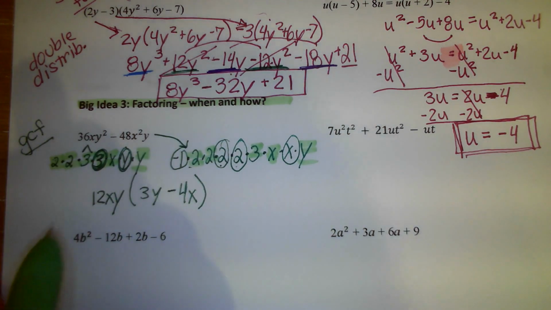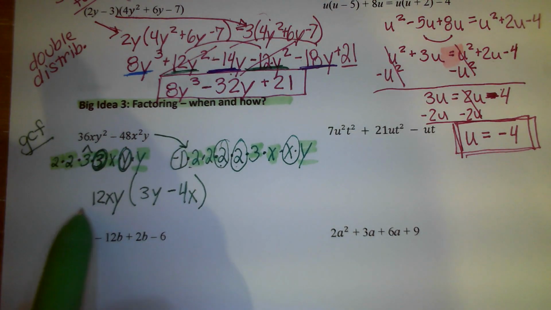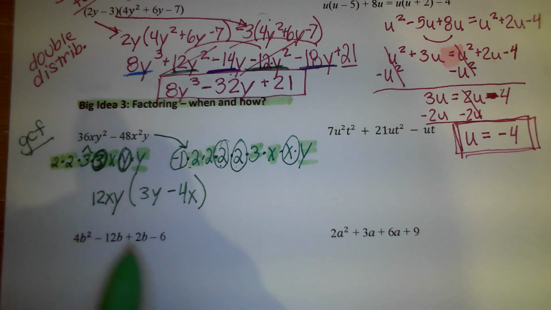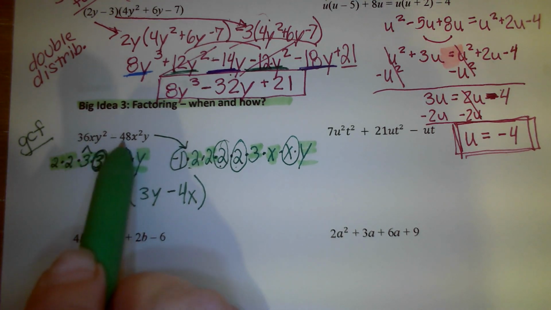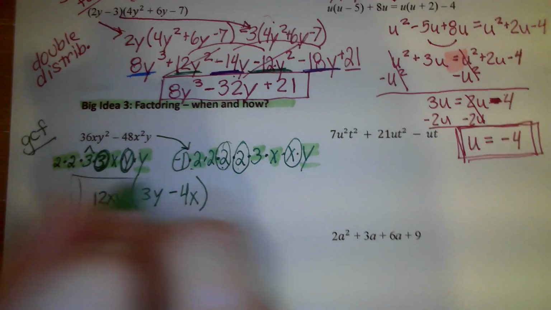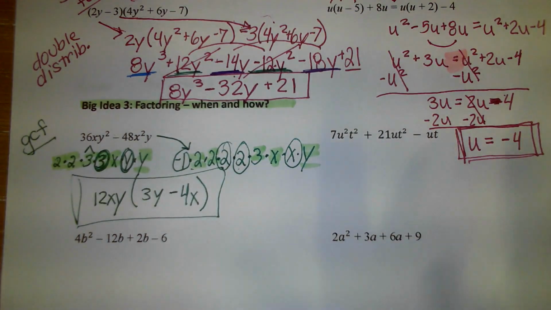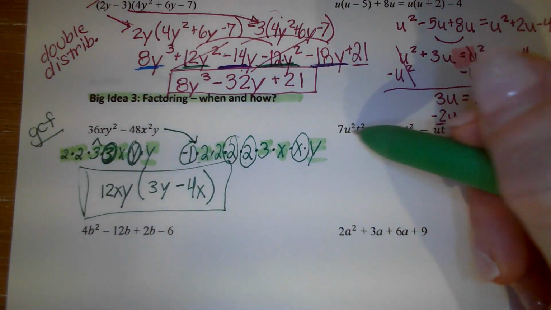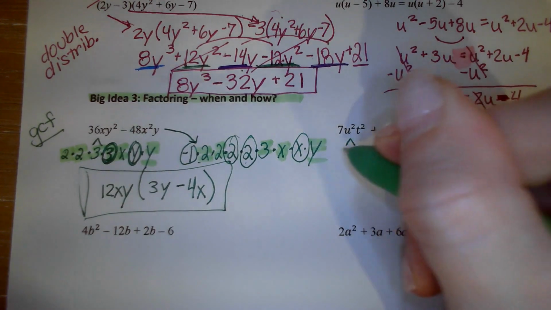Now, just do a quick mental check. 12 times 3 is 36. That matches up. A negative 48. 12 times negative 4 is negative 48. So this is our answer. It works. Now, because this next one also has multiple variables, we're going to use GCF.